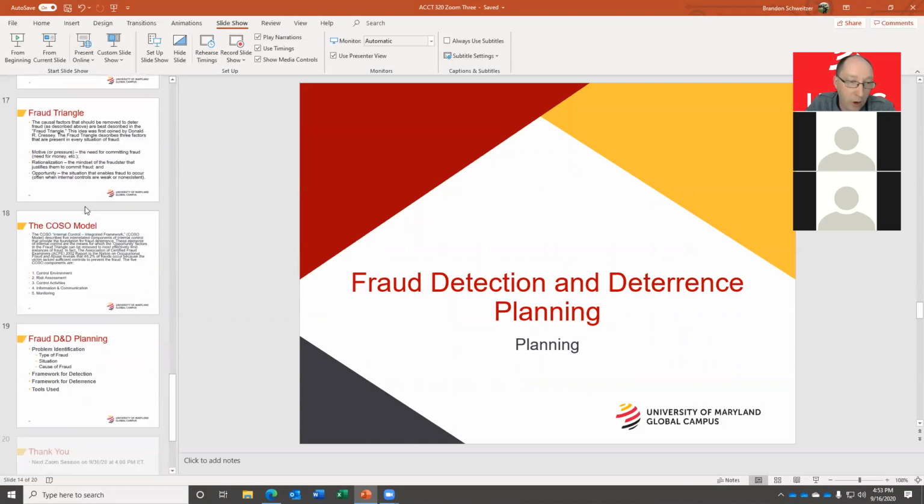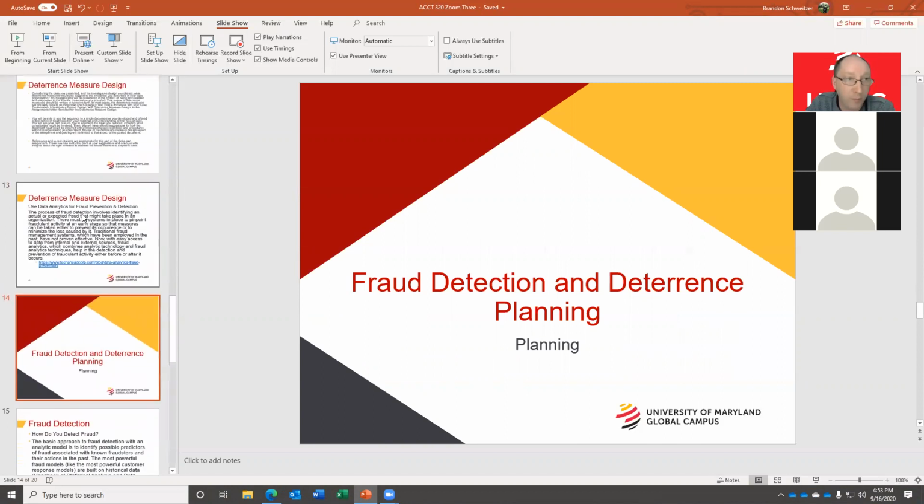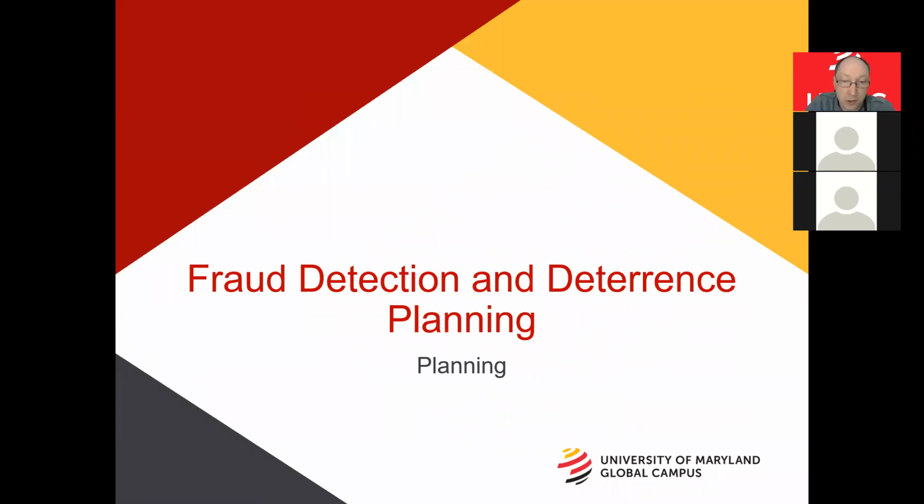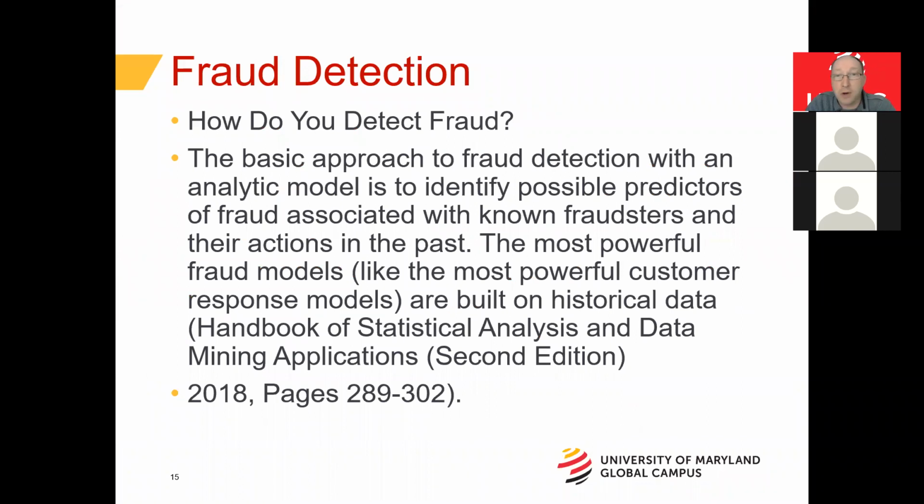Let's talk a little bit more about some other pieces of information I think will be helpful for you. Okay, detection and deterrence planning. How do we detect fraud in the first place? Well, we identify anomalies in the data. When something looks out of place, there may have been a fraud that was committed. When we identify something that just doesn't seem right, there may have been a fraud in that case.